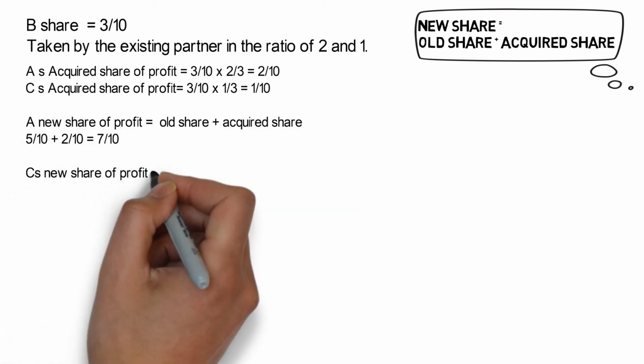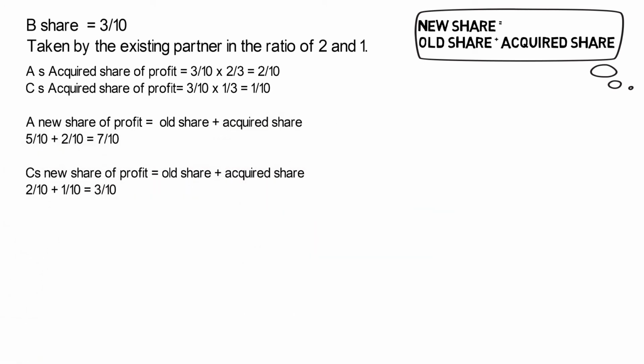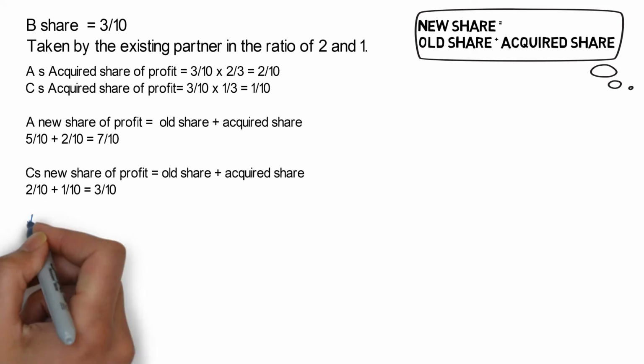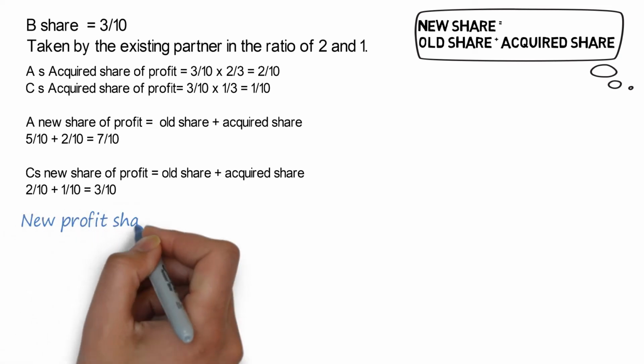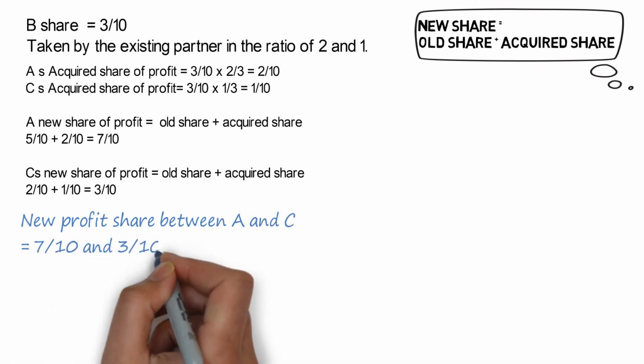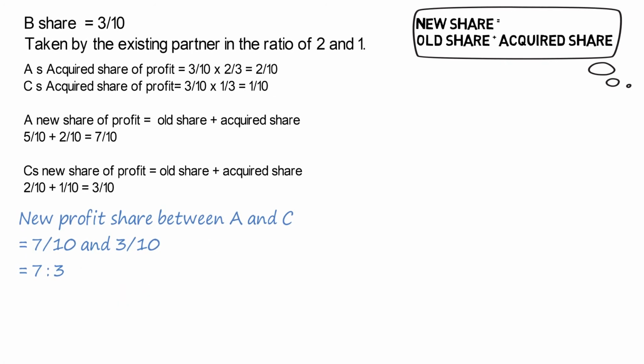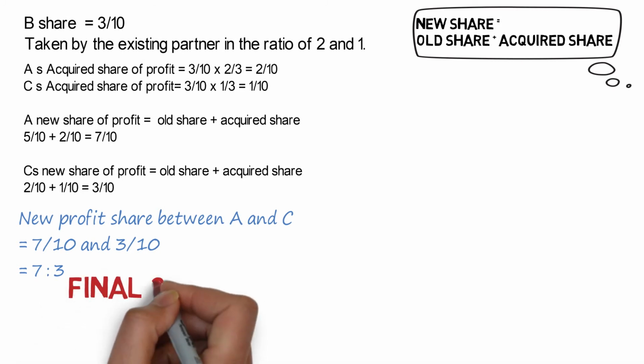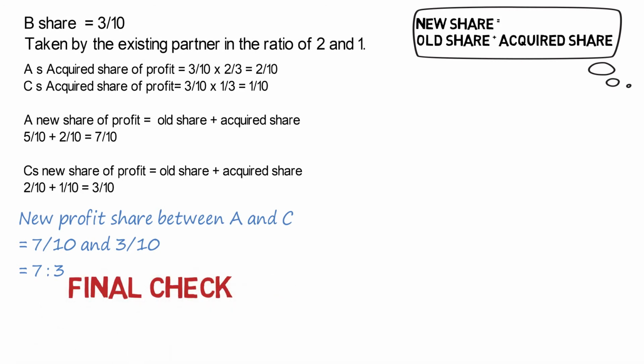A's new share of profit is equal to old share plus acquired share. C's new share of profit is equal to his old share plus the acquired share. So the new profit share between A and C is 7 by 10 and 3 by 10, which is equal to 7:3. As a final check, always see that the total of the new profit sharing ratio should be equal to 1, as 1 represents 100%.